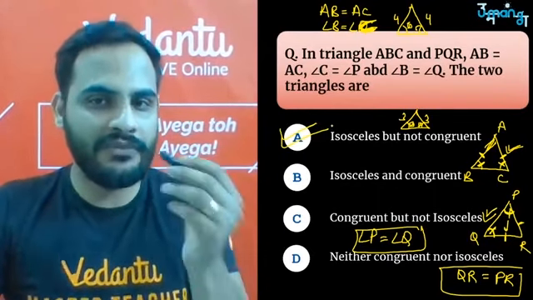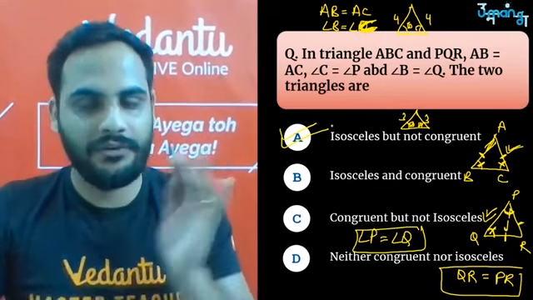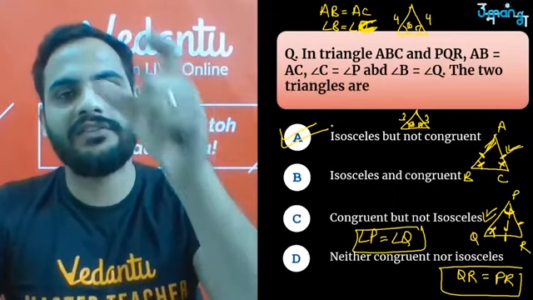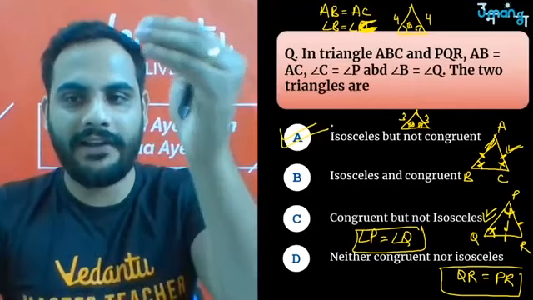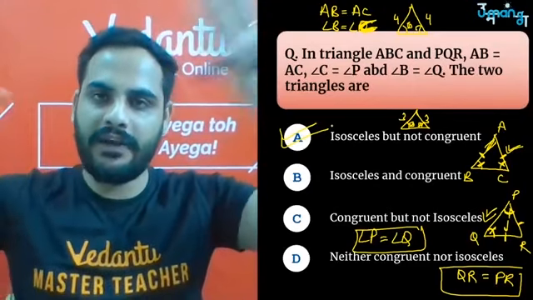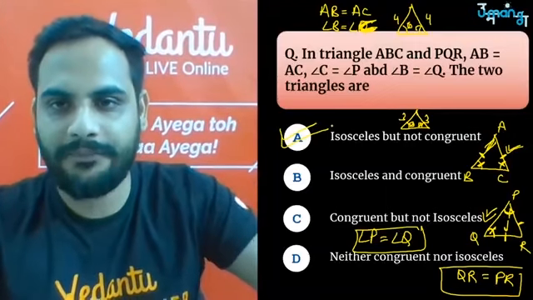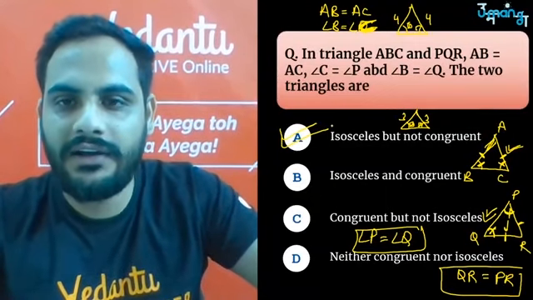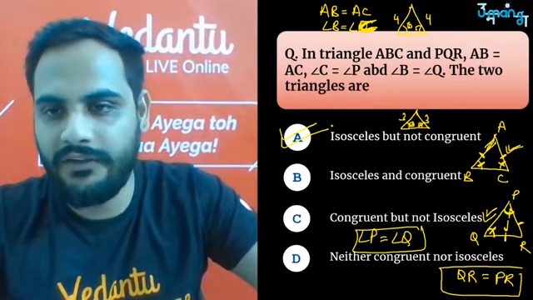Many of you have given me option B also as the correct answer. So B is not correct because there is no relationship between the sides of triangle ABC and PQR. AB and AC separately they are equal. QR and PR separately they are equal. So there is no relation. Okay, so these two are isosceles triangles but not congruent.